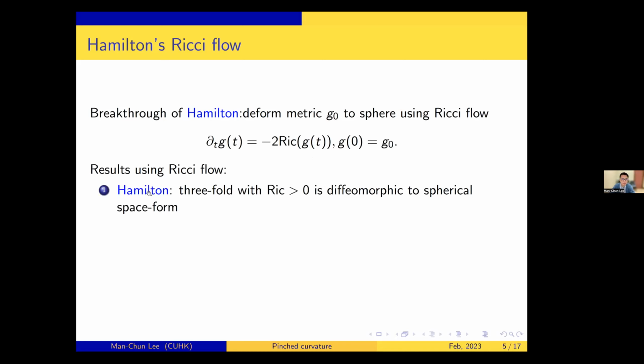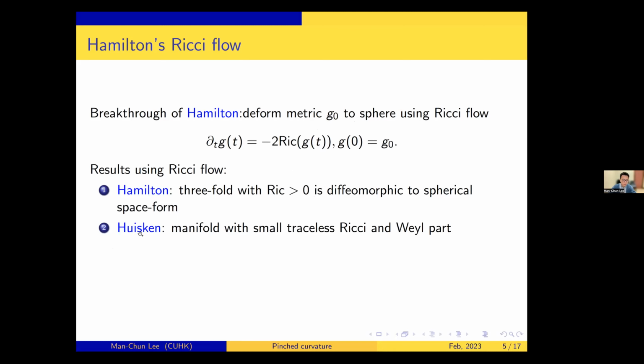But anyway, Hamilton considered the case when the dimension is three and the Ricci curvature is positive. He ran the Ricci flow and proved that the Ricci flow turns the metric into the round sphere, after normalization. At the singularity time, the manifold would be just like a spherical space form. And then there are lots of works about generalizing, extending, or trying to make use of the Ricci flow to say something more.